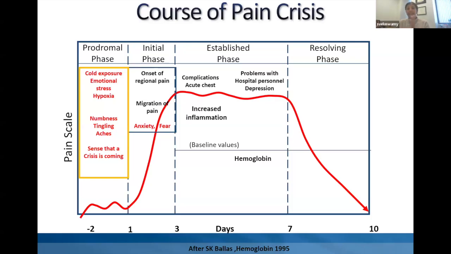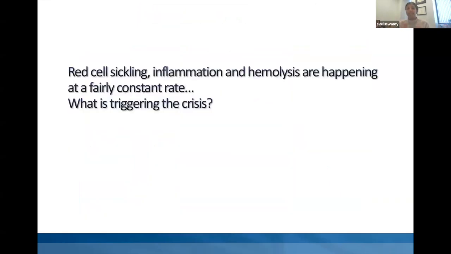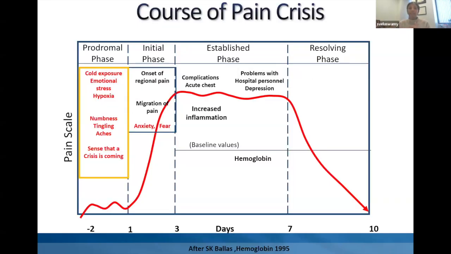And this is the initial phase, then followed by the established phase, which is the peak of the pain, which is oftentimes leading to hospitalization and complications of vaso-occlusive crises, like acute chest syndrome, that oftentimes develops when you're in the hospital. This is the time when there are high levels of inflammation as well, and all the problems that are associated with pain not being under control and not being recognized. This is happening at the peak phase, and this can last for up to 4 to 5 days, and this is then followed by the resolving phase.